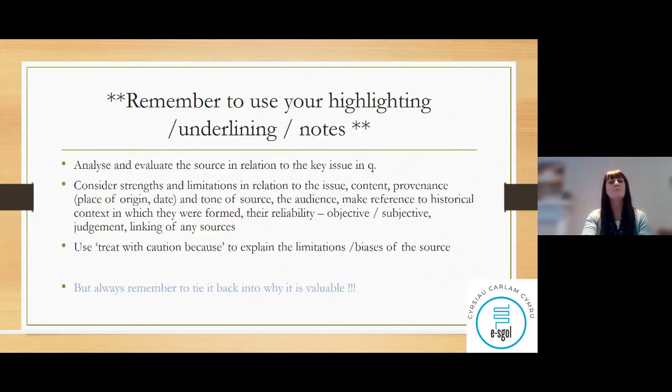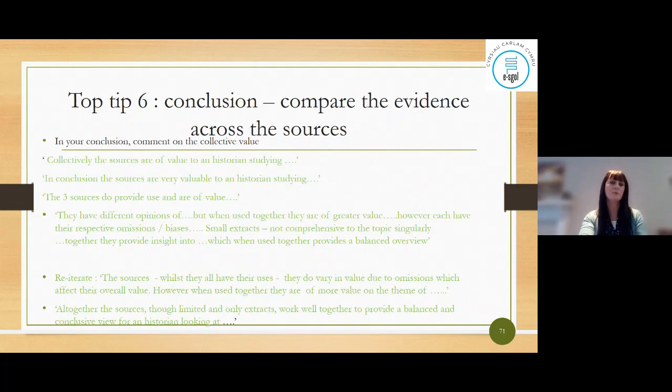Now, I've written here to remember to use your highlighting and underlining in your notes. Remember also to use that treat with caution, because that means you are saying that this source does have limitations or biases, but it will still have a use in some other area as well. And remember to always tie it back in to why it is valuable, because every source they give you will have a value. Now, last bit with regards to writing up, which is the conclusion.